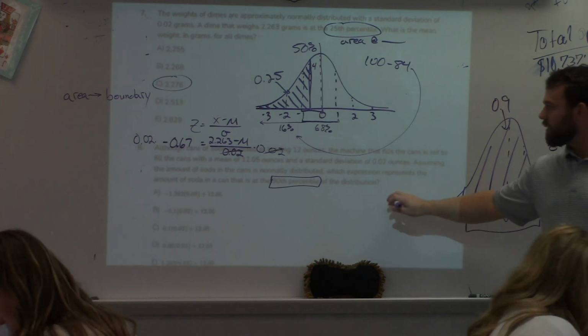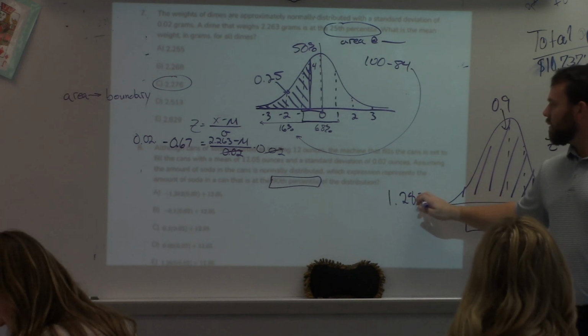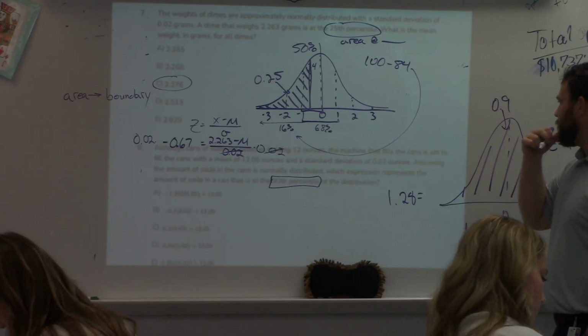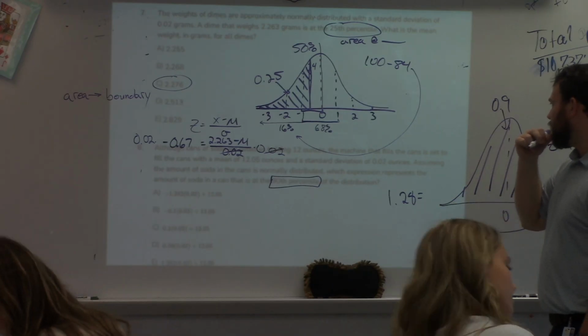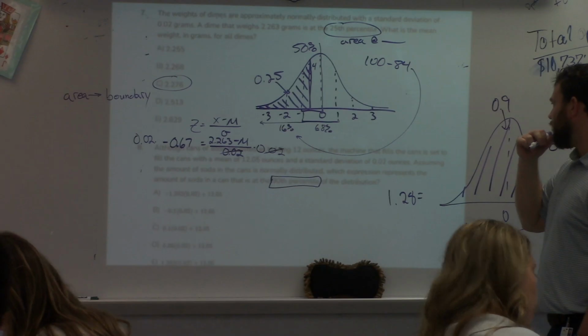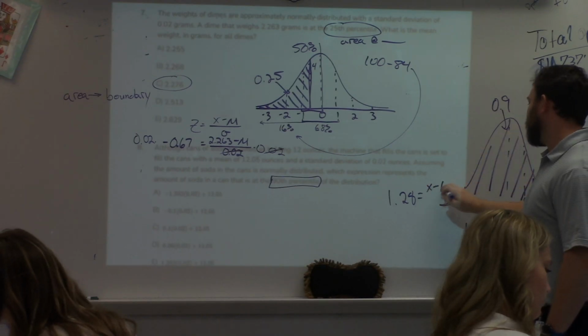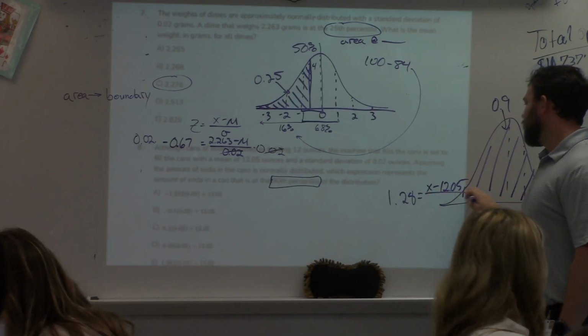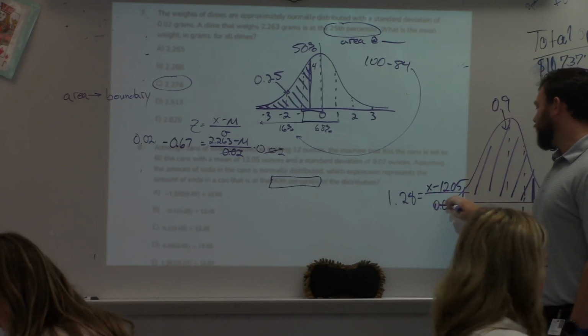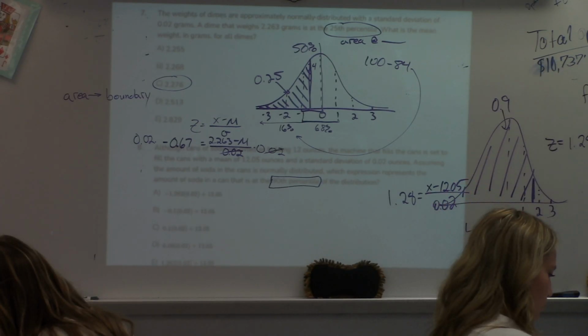And then I just set that equation equal to the z-score. We're trying to find the value. So the value minus 12.05 divided by a standard deviation of 0.02. And just solve that equation.